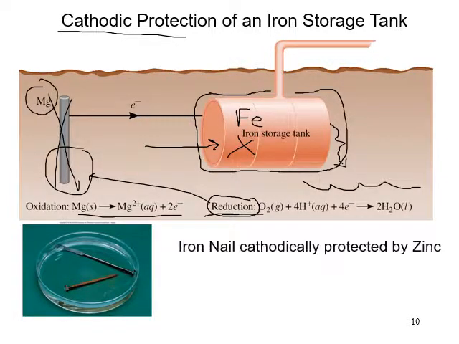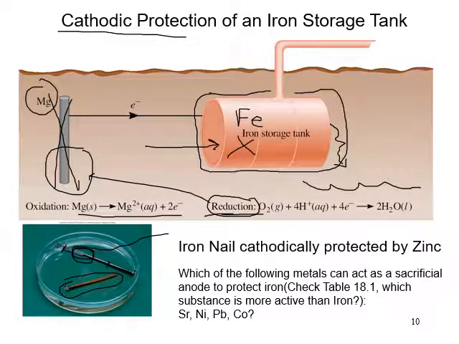So as an example, if we have an iron nail, if you look at this picture, this is out of your textbook, this iron nail is attached to a metal that is preferentially being the anode. The iron is the cathode. This one was not protected, so you can see the rust going on. So basically, let's look at Table 18.1 and decide which of the following metals can act as a sacrificial anode to protect iron.